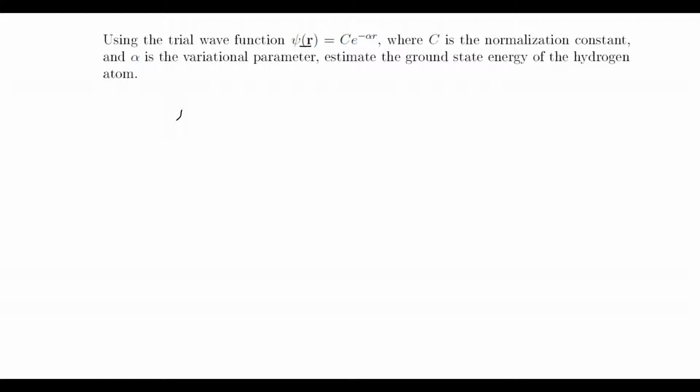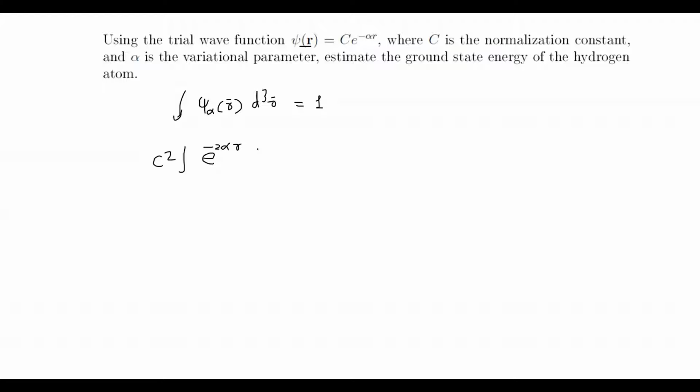Our first task is to find capital C, which is a normalization constant. And you know how we can do that, so it's the integration of psi square dq bar, and this should be equal to 1. Now let us substitute this. So c square e raised to minus 2 alpha r.